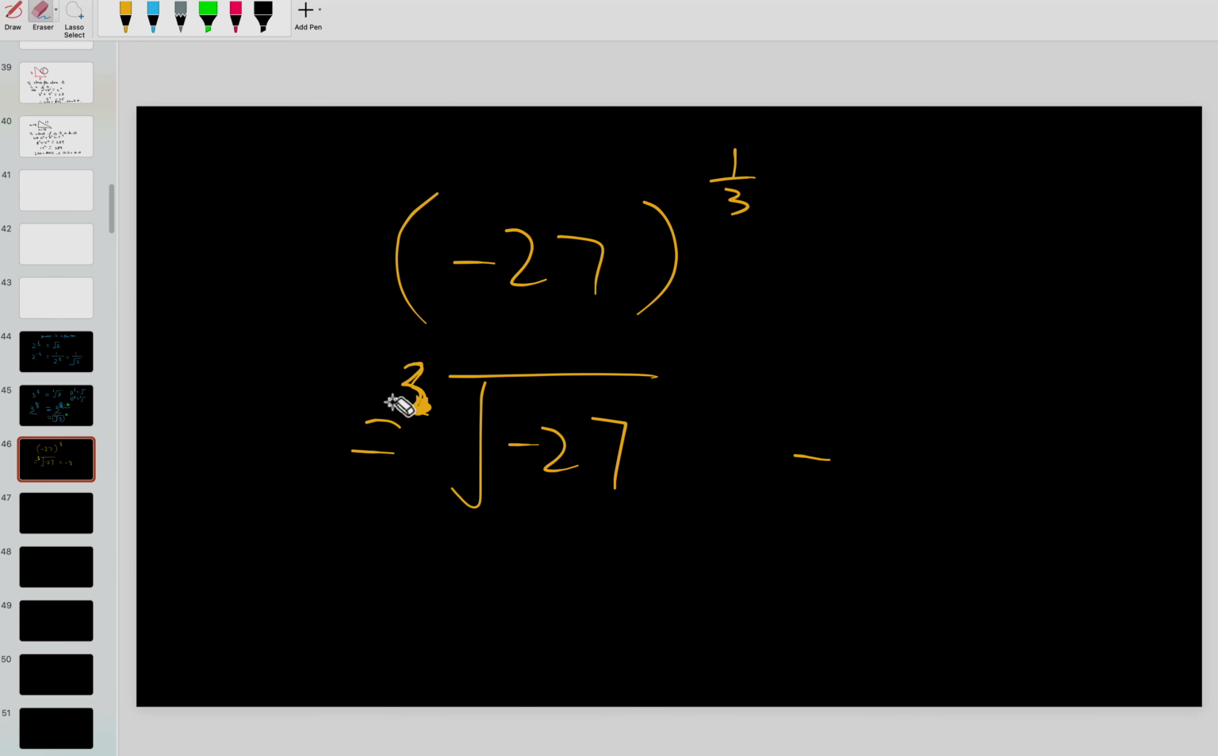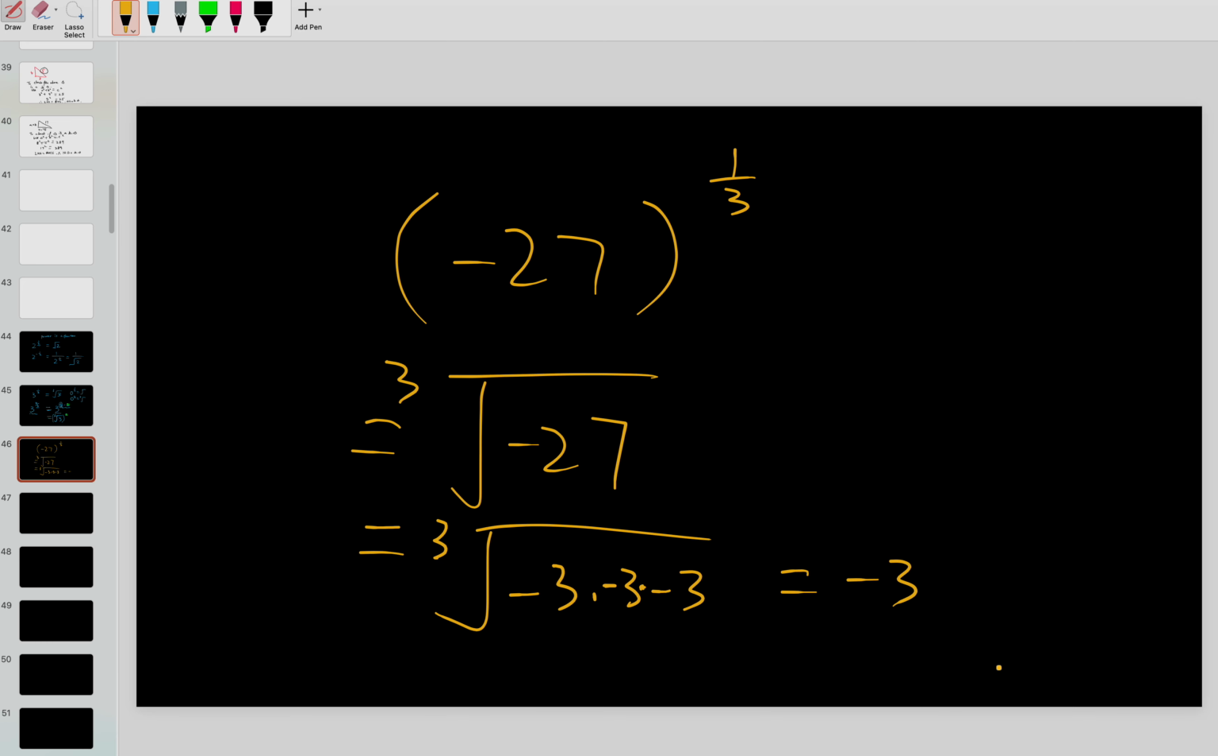So let's say you are not allowed to use the calculator, right? How you do it? Then you just ask yourself, -27, which number times itself gives you -27? -3 times -3 times -3 will give you this, -27. So you cube root this, you will get -3. Are you clear?